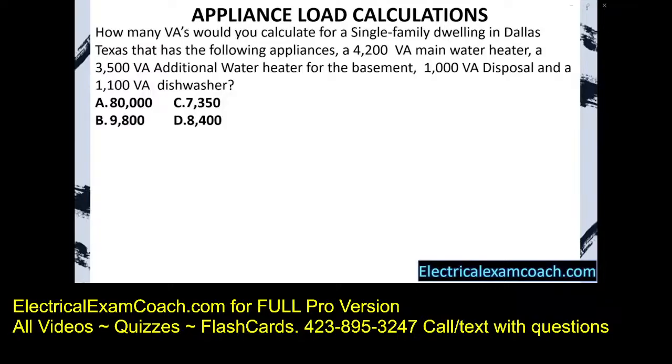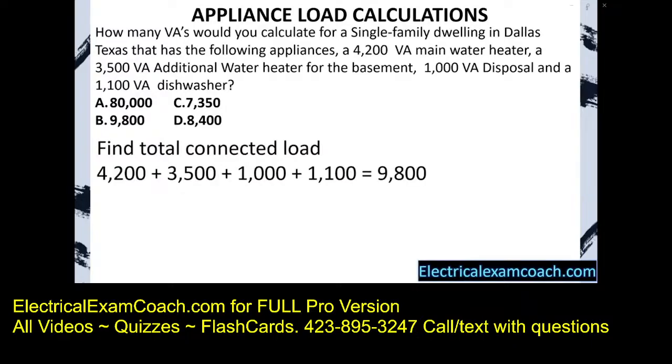How many VAs would you calculate for a single family dwelling in Dallas, Texas that has the following appliances: a 4,200 VA main water heater, a 3,500 VA additional water heater for the basement, a 1,000 VA disposal, and an 1,100 VA dishwasher? First, we're going to find our total connected load. We take and total it up, and it equals 9,800.